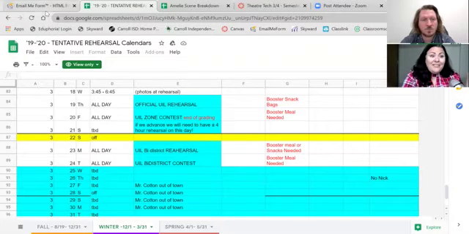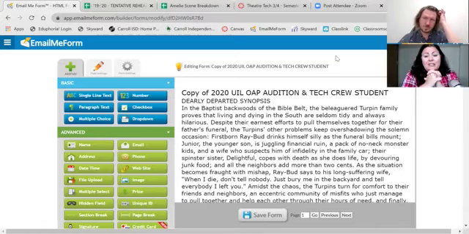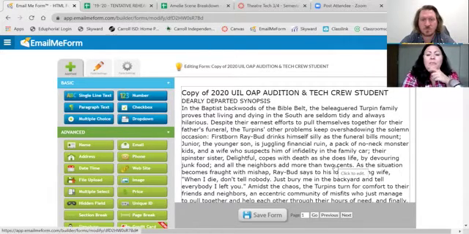The final thing that I'm going to talk about is I use Email Me Forms for my audition forms. I really like them. It's a free service, but I started out using the free service and then I moved to the paid version because we just used it so much. And the reason I like this is that I can put plenty of things on it. This is our one act play audition form.